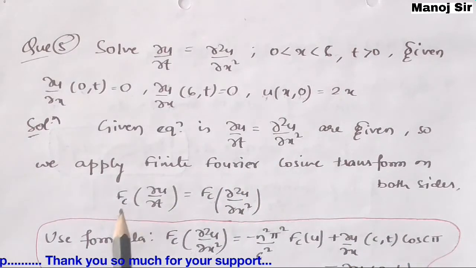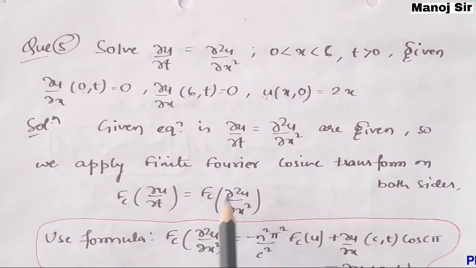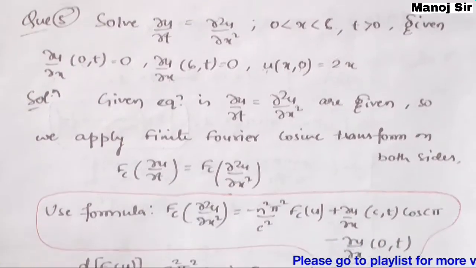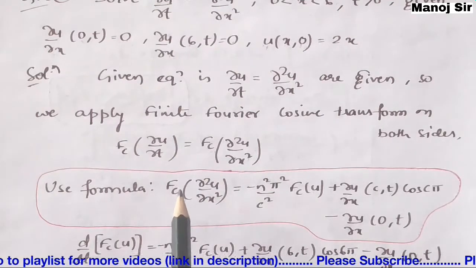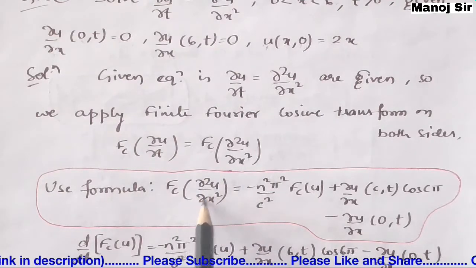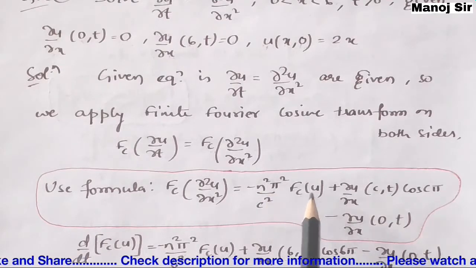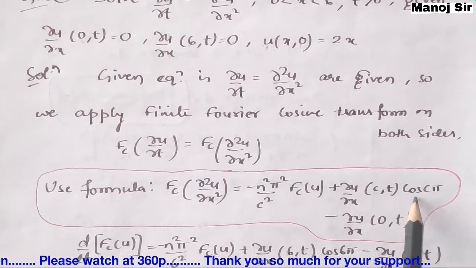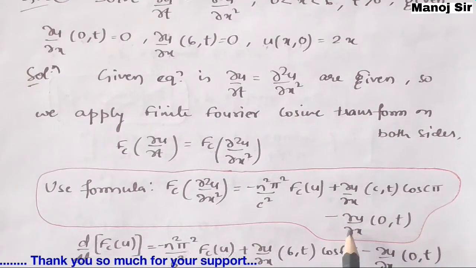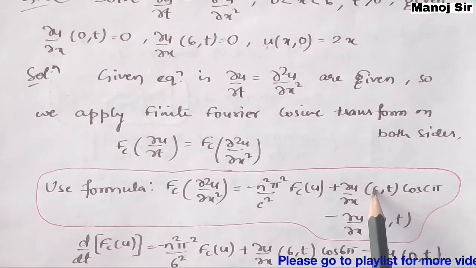So you will get finite Fourier cosine transform of del u upon del t equal to finite Fourier cosine transform of del square u upon del x square. You must remember this formula, that is finite Fourier cosine transform of del square u upon del x square equals minus n square pi square upon c square Fc of u, plus del u upon del x at c comma t times cos n pi, minus del u upon del x at 0 comma t. Here the value of x is 0 and here the value of x is c.